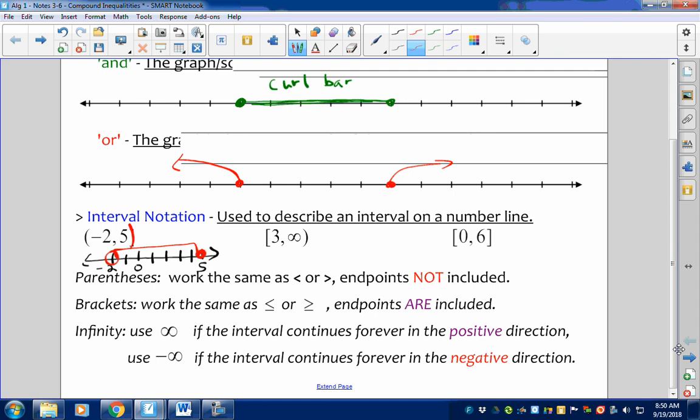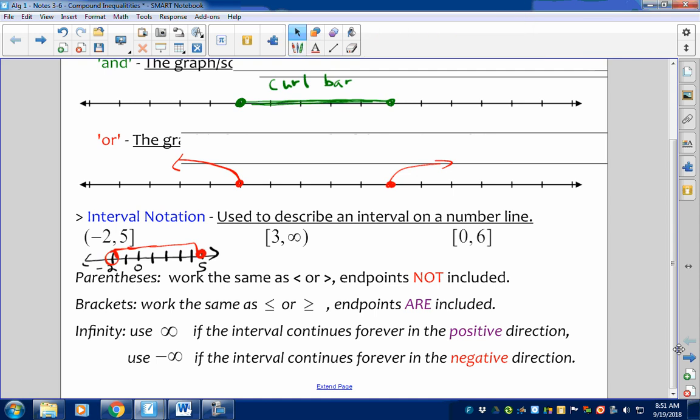Yeah, it'd be an open circle over here. So that's just a shorthand way of writing out what's called the compound inequality. I'll show you the inequality way in a little bit here. We're going to do that.